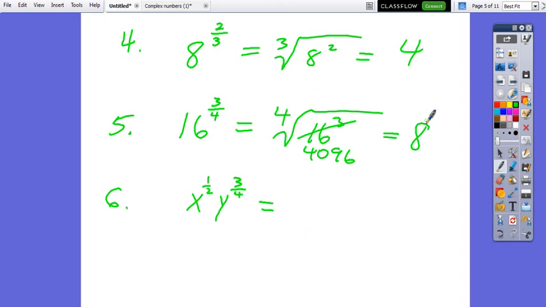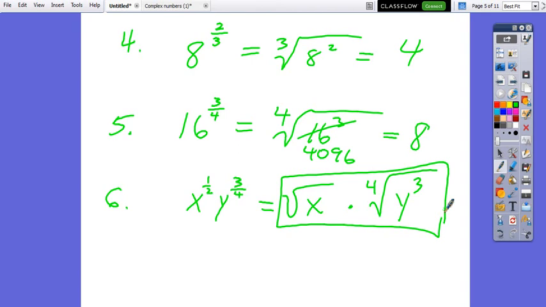All right, look at the next one. There are 2 parts to this product. You've got x to the 1/2, you've got y to the 3/4. Let's take it one piece at a time. So how would you write x to the 1/2? Square root of x. All right, how would we write y to the 3/4? The 4th root of y cubed. Now, can we combine those? No, you cannot combine them. So you just leave it just like this. That's as simple as we can make it.